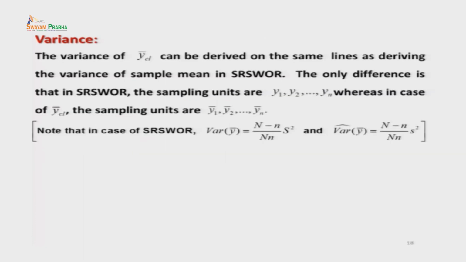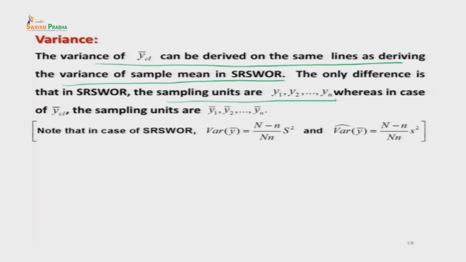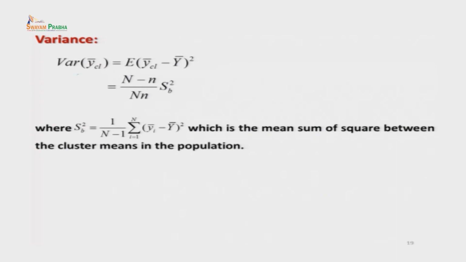Similarly, if you want to find the variance of this y bar CL, this can also be derived on the same lines as we derived the variance of the sample mean in the case of SRSWOR. The only difference is that in SRSWOR the sampling units were earlier y1, y2, yn, now the sampling units are y1 bar, y2 bar, yn bar. If you remember, the variance of small y bar was obtained as capital N minus small n upon capital N small n times S square, and its estimator was obtained like this.